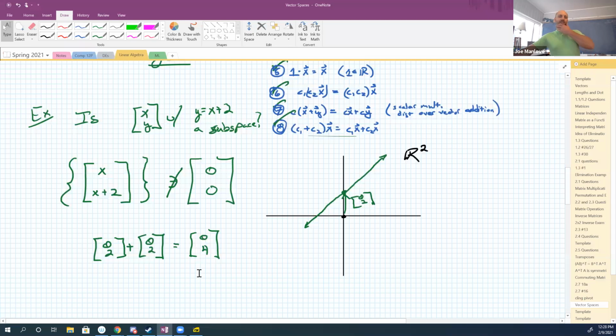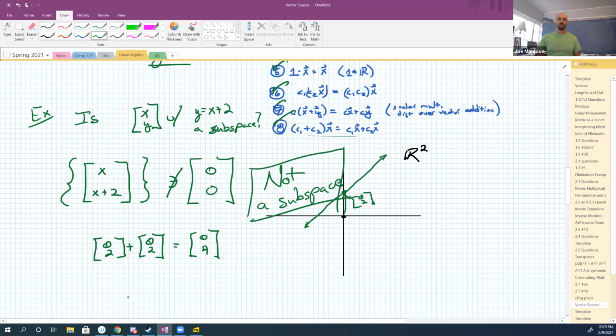Is this making sense? So what's the ultimate answer to this one? Not just not in the subspace, but this collection of vectors described is not a subspace. Are you good with that?